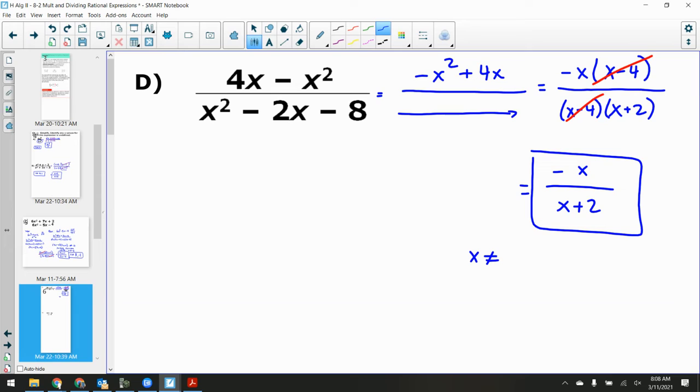So what can x not equal? Negative 2, positive 4. You look at the denominator and you say, okay, a positive 4 would have made this equal to 0. A negative 2 would have made this equal to 0. So positive 4, negative 2.